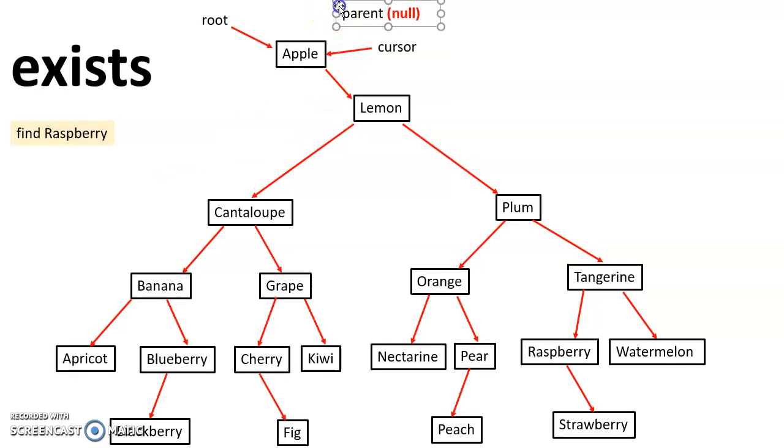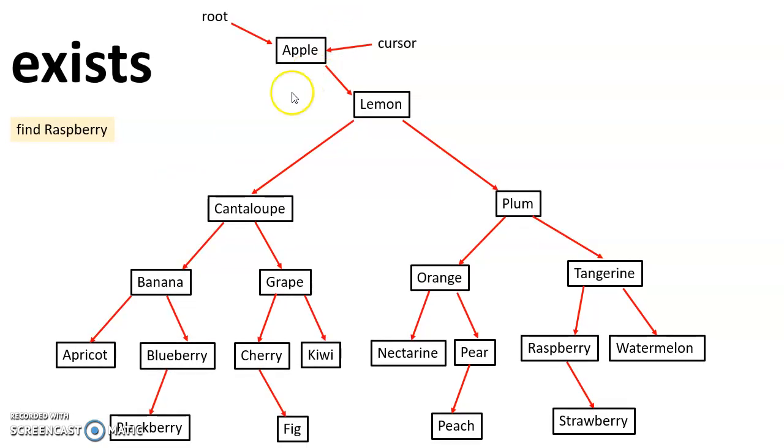So we're trying to find raspberry. So does raspberry equal cursor get data? It doesn't. Is raspberry before apple? It isn't. So cursor gets moved to the right. Is raspberry cursor get data? It's not. Is raspberry before lemon? It's not. So we move this to the right. Is raspberry equal cursor get data plum? It's not. Is raspberry before plum? It's not. So we do cursor equal cursor get right.